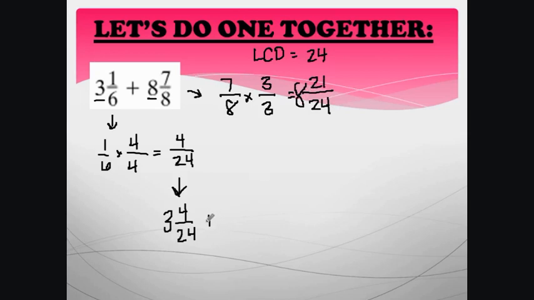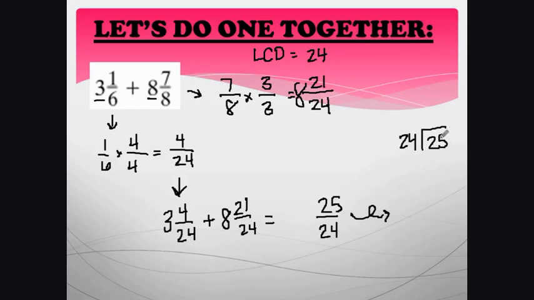Then we look at our operation and we're adding these mixed numbers. So we have 3 and 4/24 plus 8 and 21 over 24. To equal, we're going to keep our denominator the same, which is 24, and for our numerator, we have 4 plus 21, which equals 25. Now that is an improper fraction, so we need to change that into a mixed number. How many times does 24 go into 25? Once. That's my whole number. 1 times 24 equals 24 with a remainder of 1. So 1 and 1 over 24.